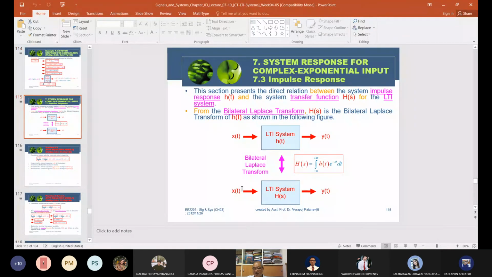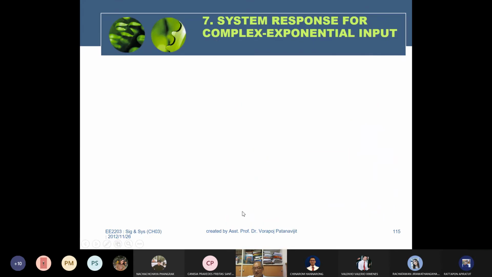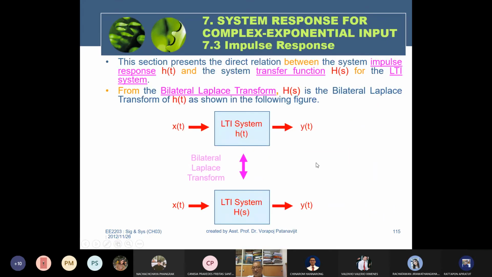We frequently convert between the system in the time domain and the frequency domain by using the Laplace transform. We will describe that later. Impulse response: this section presents the direct relationships between the system impulse response h(t) and the system transfer function. It is the same system, but seen from a different point of view.